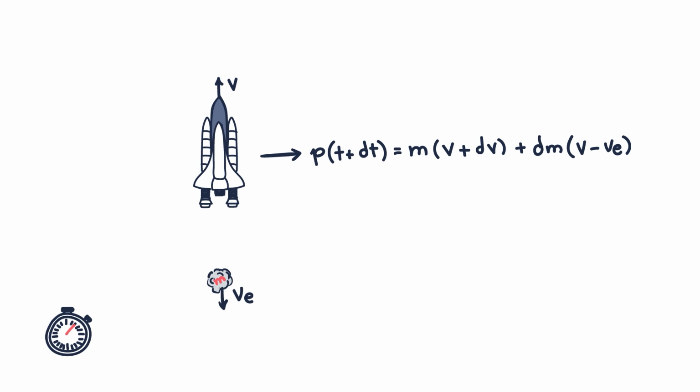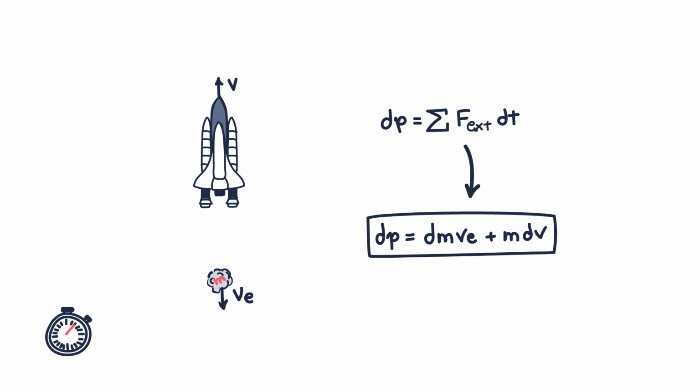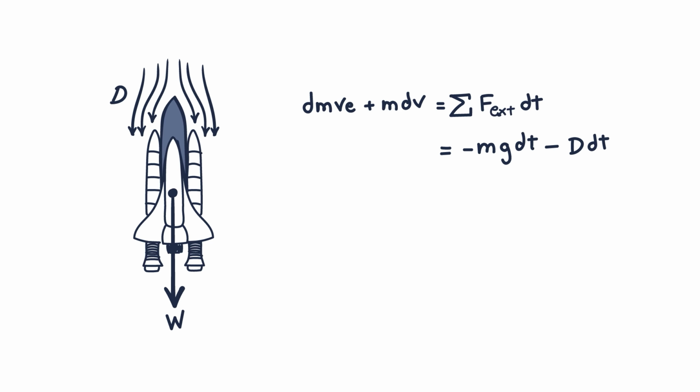A moment later, the rocket has lost a tiny bit of mass, which became exhaust, but it has gained velocity. According to Newton's laws of mechanics, the change in momentum must equal the external impulse applied to the system. By substituting the expressions for momentum and simplifying, we are left with a fundamental relationship where the change in velocity depends on the exhaust speed and the changing mass, balanced against external forces. For a rocket launching vertically, the external forces working against us are gravity and aerodynamic drag.